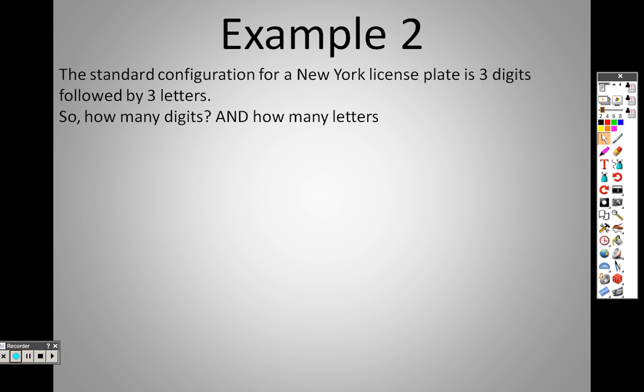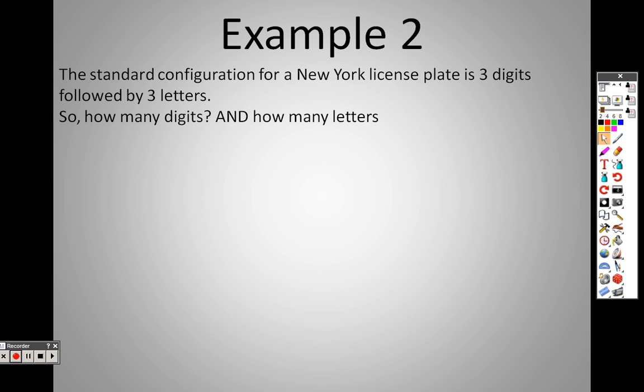I ask you this question: how many digits are there actually? For some reason, I get this response all the time. Oh, there's hundreds and thousands and millions of digits. Well, no, there's not. There's hundreds and thousands and millions of numbers, but there's not that many digits.